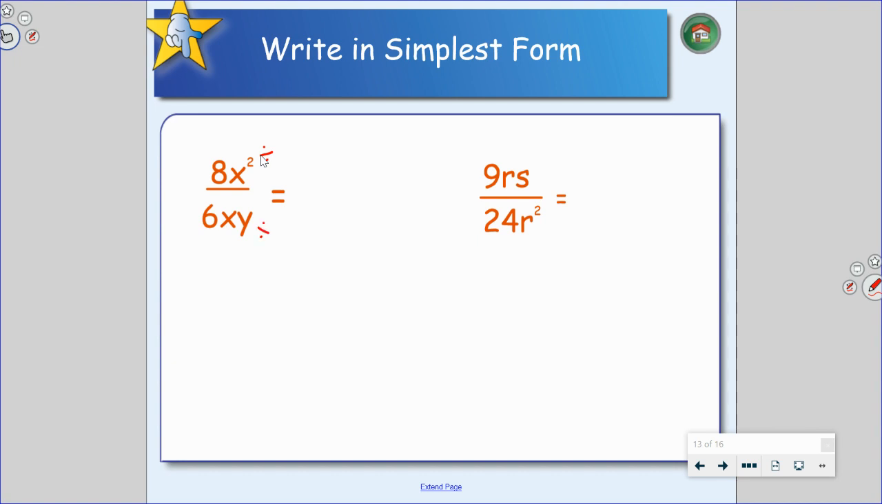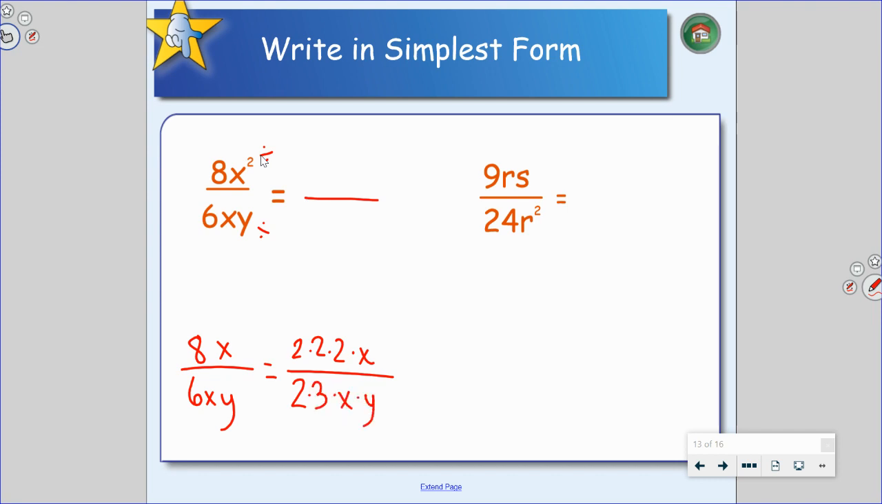I'm wondering how many people can look at 8x squared and 6xy and immediately figure out what can be divided into both. If you can, great. If not, come down and do the prime factorization of each. 8 can break down along with an x. 6 breaks down into 2 times 3 times x times y. We can immediately spot the fact that both will divide by 2, and they share a factor of x as well.